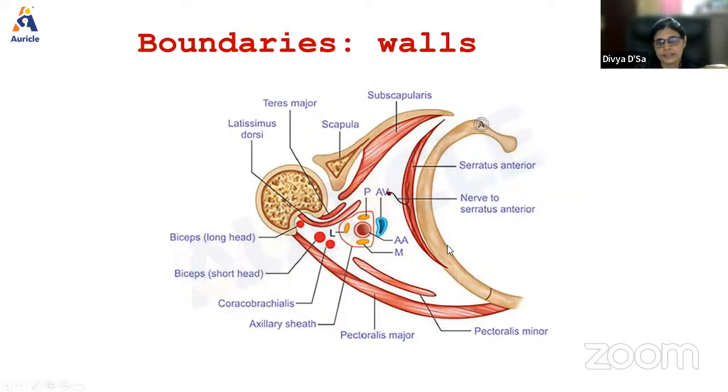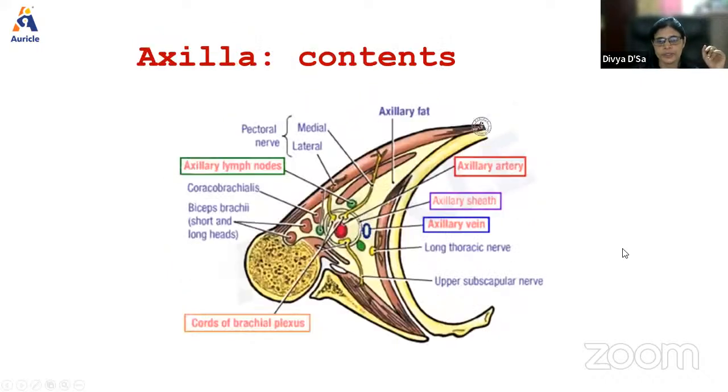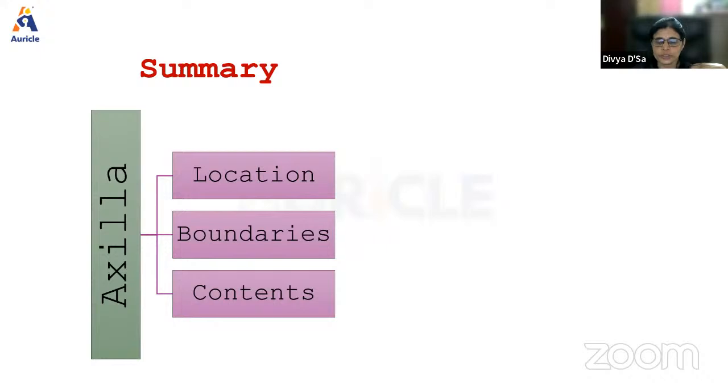So what are the contents there? Basically, the axillary artery is the main content. The axillary vein is there. Then the cords of the brachial plexus are there. Then the axillary pad of fat and the axillary group of lymph nodes. So they form the main contents of the axilla. So you can see here. So that is what you need to write for boundaries and contents of the axilla.